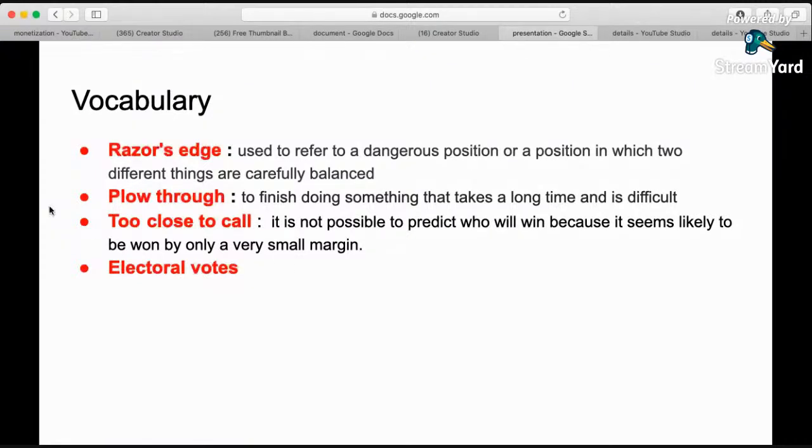So the next one is electoral votes. Electoral votes means each state in America has a certain number of electoral votes. Maybe you don't know a lot about American politics, and that is okay. You just need to know that each state has a certain number of electoral votes. And an electoral vote is a vote cast by a member of the Electoral College. So you can think that each state has a certain number of points, right? And if you want to be president, you need 270 electoral votes. You need 270 electoral votes to become president. So that's kind of like the point system that we have.